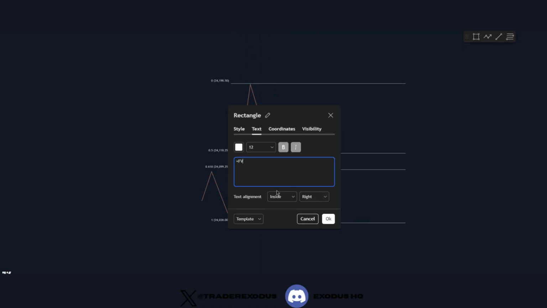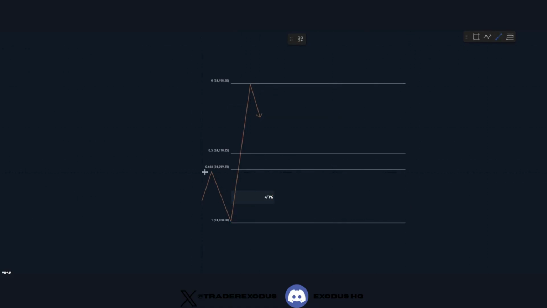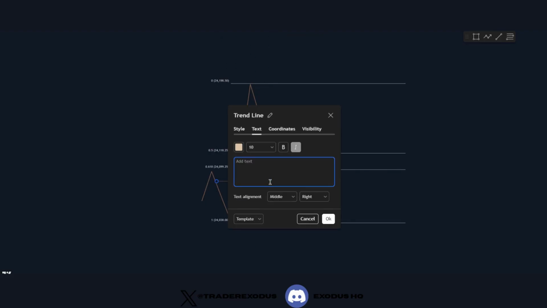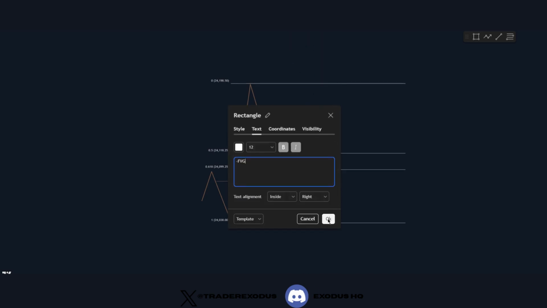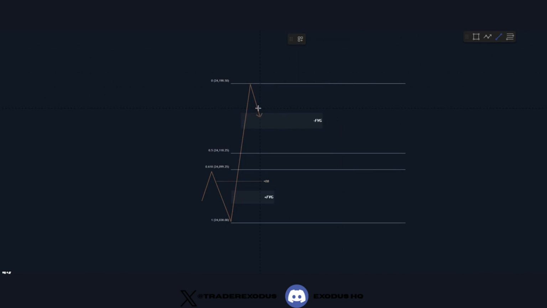So we're going to mark out PD arrays in the discount of the range, which can be found under the equilibrium point. Any PD arrays like order blocks, breaker blocks, FVGs, IFVGs can be used. And we can use those same PD arrays in the premium of the range. So again, order blocks, breaker blocks, IFVGs, and FVGs can also be used up here in the premium.